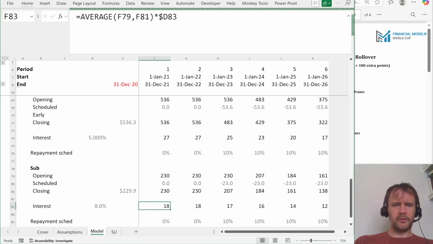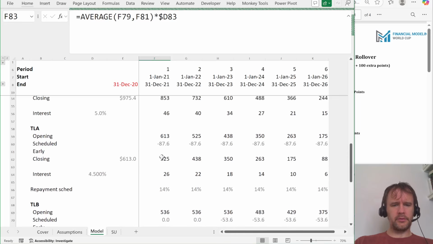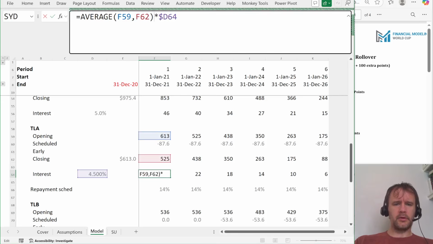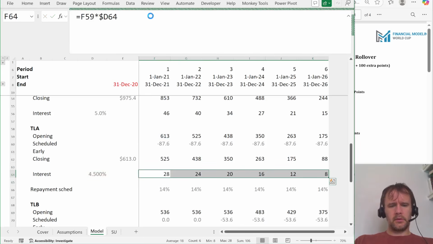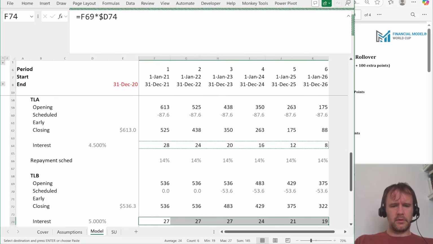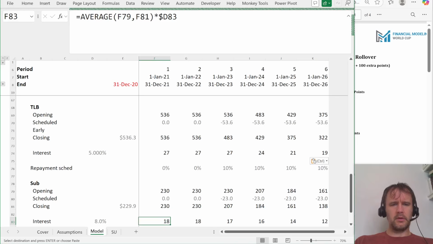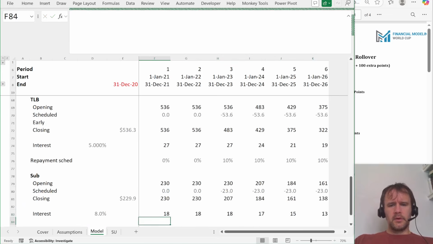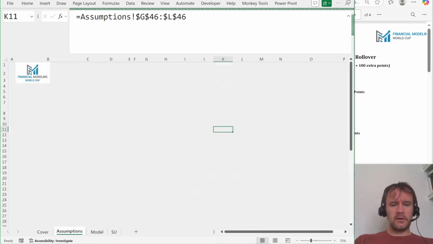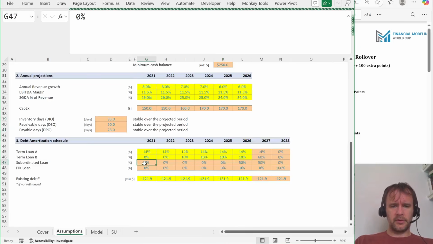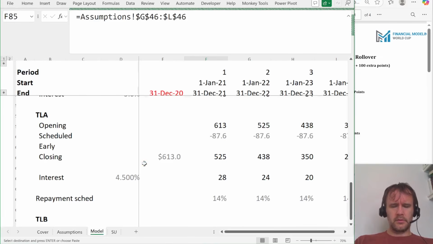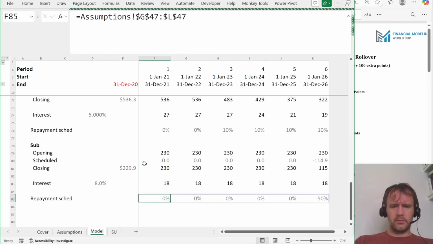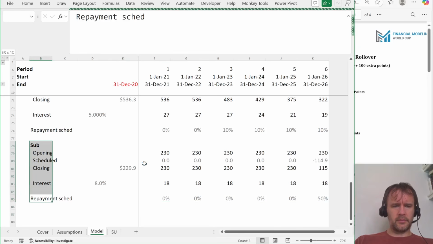Oh, sorry, I just realized I'm doing average for all of these, but that is not what you're supposed to do, because that will create circularity with the early repayments. You're supposed to do it just on opening and assume that repayments happen at the end of the year. So let's fix that here and here. And then here, there's a row missing, so I don't want to copy the same formula, but okie doke. And then this payment schedule, no, I have not brought that in yet, so let's do it. Okay, happy days.